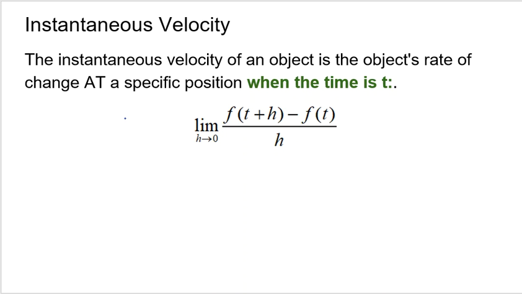Because think about the connection here. The derivative is a formula to find the slope of a tangent line. Well, slope is a fancy word for rate of change. Velocity is even a fancier word for rate of change. So to find the velocity of an object at a specific time, you need the derivative, which is, of course, the limit of h as h approaches 0.